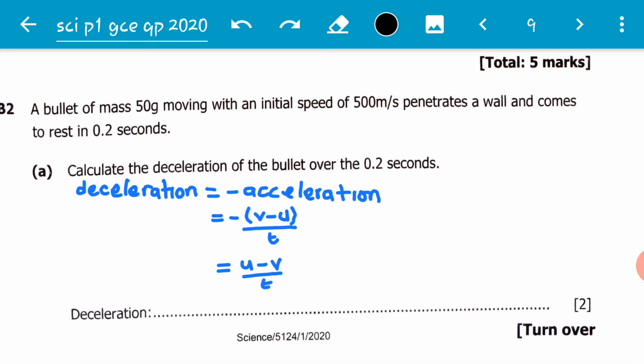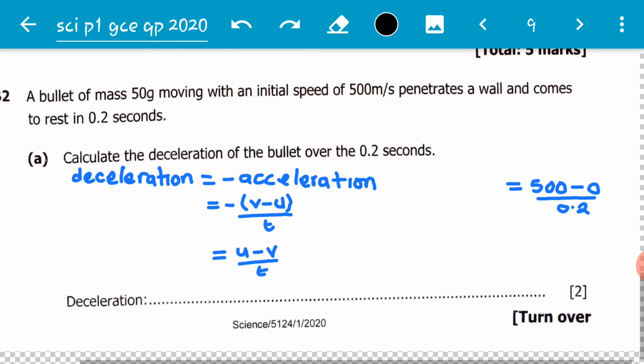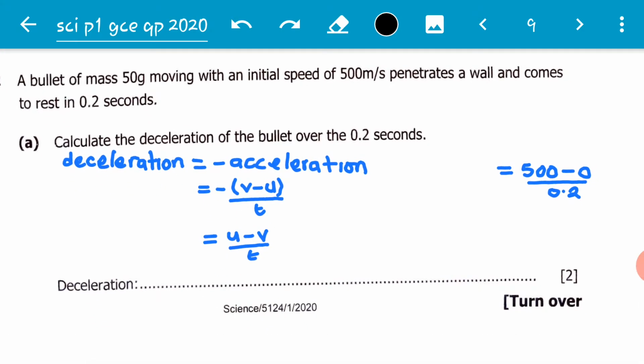Remember, initially the bullet is moving with a speed of 500 meters per second. So u is 500 and it comes to rest. It means the final velocity is 0 meters per second. So if we substitute that, we have 500 minus 0 over 0.2. Now 500 minus 0 is 500. Therefore, we have 500 divided by 0.2. Now, what is 500 divided by 0.2?